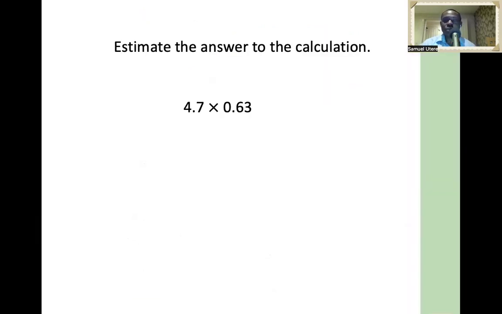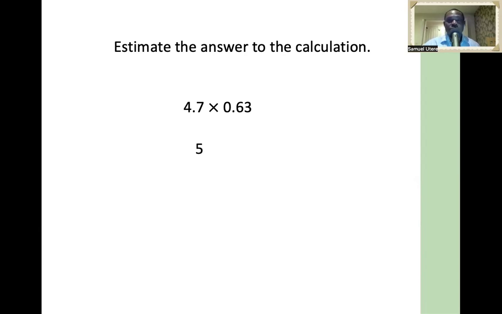Okay, let's do a new learning for this lesson. So if we have this calculation where we're told estimate the answer to the calculation 4.7 times 0.3, to estimate means we need to round these numbers to one significant figure. So if you don't know what that means, you need to go and search for our video where we have learned about how to round to one significant figure, in one of our earlier lessons.